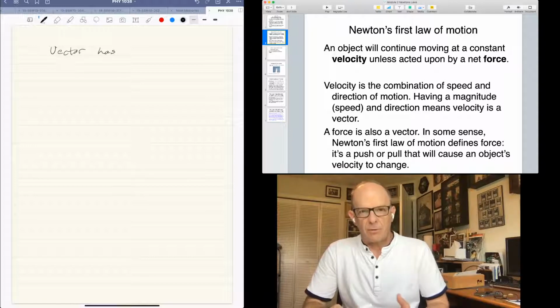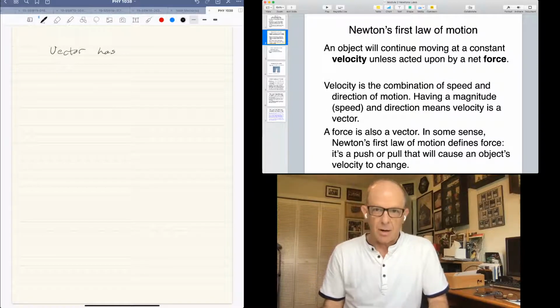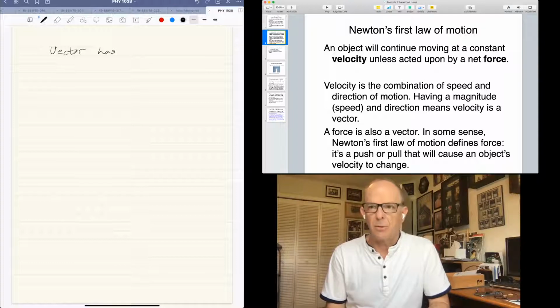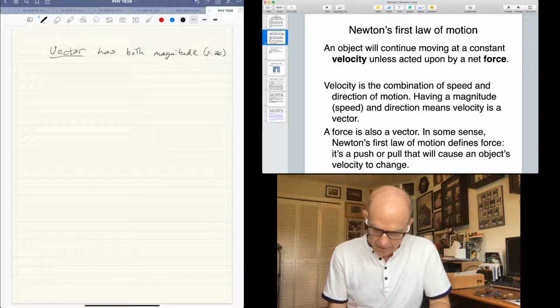Newton's first law of motion says an object will continue moving at a constant velocity unless acted upon by a net force. And I've highlighted both velocity and force here because those are both terms that we're calling vectors, or quantities that are called vectors. And a vector has both a magnitude, and that basically means a size, and a direction.